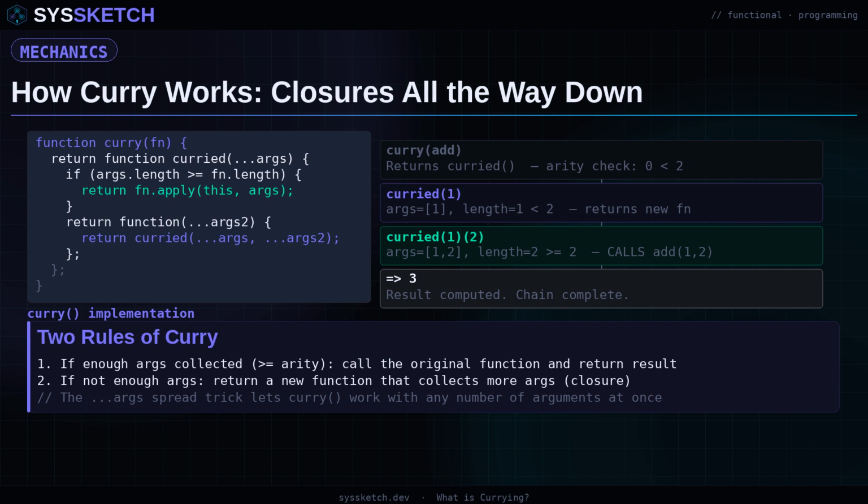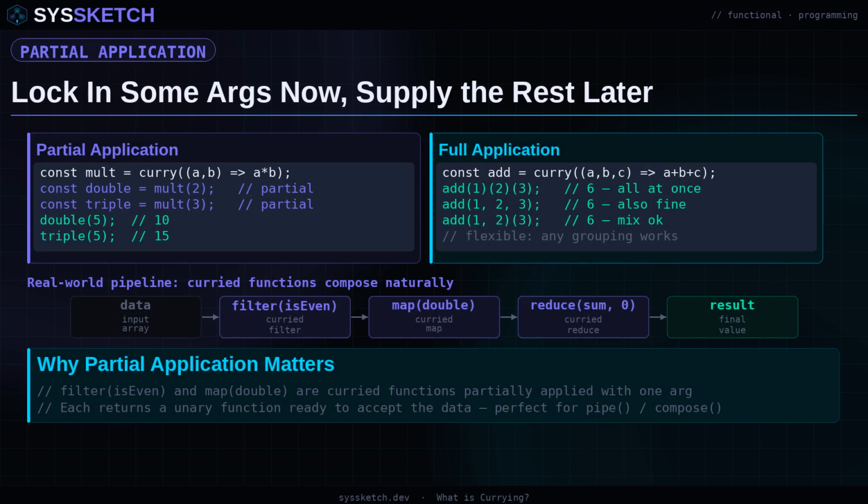The most immediately useful thing currying enables is partial application, locking in some arguments now and supplying the rest later. You have a curried multiply function. You call it with 2 and get back a new function double that multiplies anything by 2. You call it with 3 and get triple. These specialized functions cost you nothing extra. They fall out of the curry transformation automatically. Partial application becomes the default, not a special case.